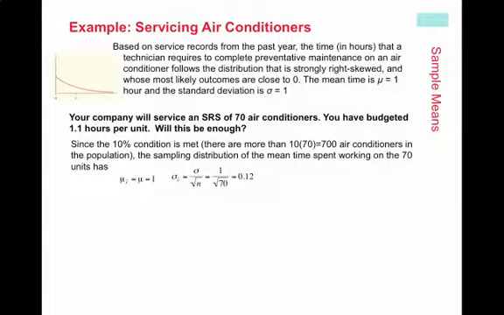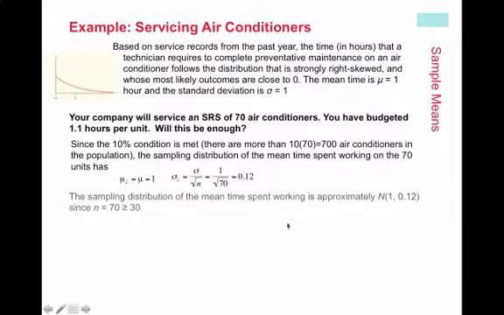So the sampling distribution of the mean time spent has a mean of our samples of 1, and our standard deviation of our sample means is 1 divided by square root of 70, or 0.12. The sampling distribution of the mean time spent is approximately normal, with a mean of 1 and a standard deviation of 0.12, since our sample size of 70 is greater than or equal to 30. We saw that no matter how this started out, if our sample is greater than 30, we will be approximately normal. So we deal with our normal curve.